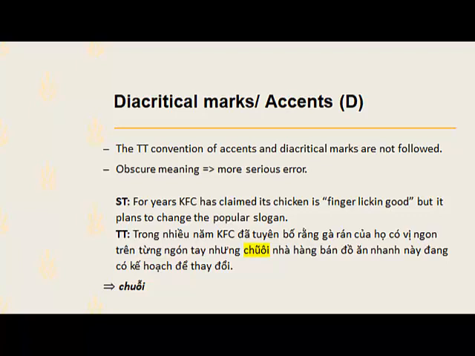For example, source text: for years KFC had claimed its chicken is finger-licking good, but it planned to change the popular slogan. Target text: trong nhiều năm KFC đã tuyên bố rằng gà rán của họ có vị ngon trên từng ngón tay, nhưng chuỗi nhà hàng bán đồ ăn nhanh này đang có kế hoạch thay đổi. Ở đây có một lỗi sai về dấu chính tả của từ. Đáng lẽ dấu hỏi thì nên viết ở trên chữ O trong từ chuỗi. Và chúng ta nên sửa như trên slide.